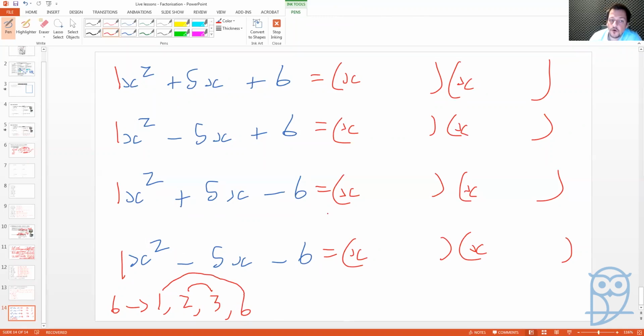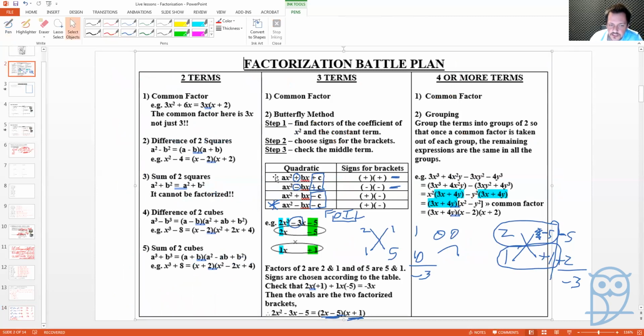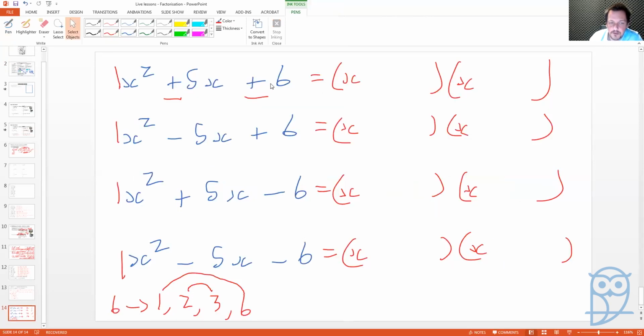So now, how do I know? Well, because I have both pluses, according to my battle plan, which is this option here, both pluses means both pluses in my brackets. And that's because a plus at the end means the same sign, and the sign will be this one, being both plus. So if I'm adding 2 numbers together to give me 5, it can't be 1 and 6. It has to be 2 and 3.